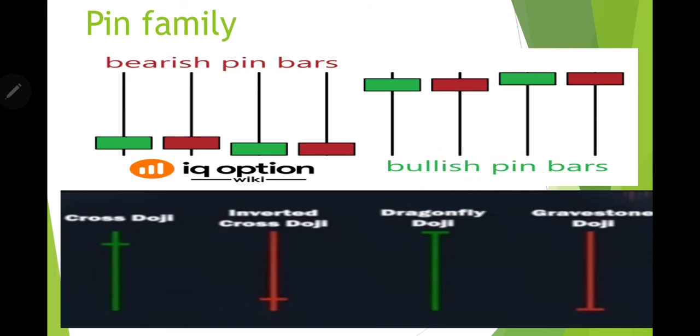Note that under the pins I've included the following dojis: gravestone doji, dragonfly doji, inverted cross doji, and cross doji, because the shape of these are similar to those of the pins. So I classify them under the pins family as well as under the dojis as well.